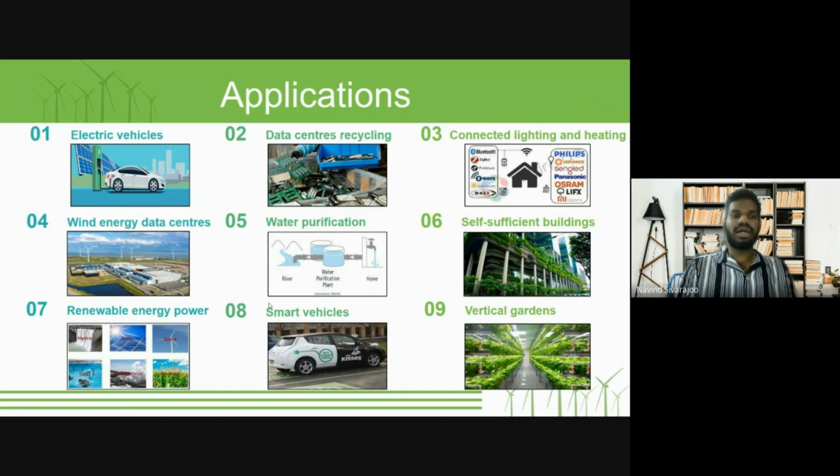For the last one, I'll talk about vertical gardens and farming. This is the alternative to horizontal farming, which is usual, and this will offer productive farming without using 95% of water. This will be beneficial to overpopulated countries like America and UK. That's all from me. Thank you.